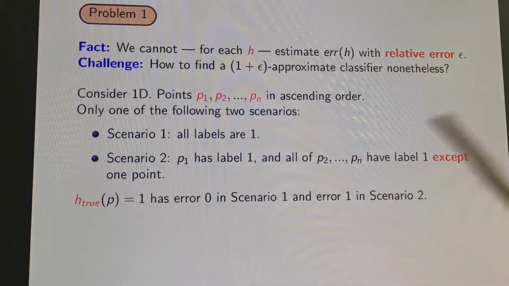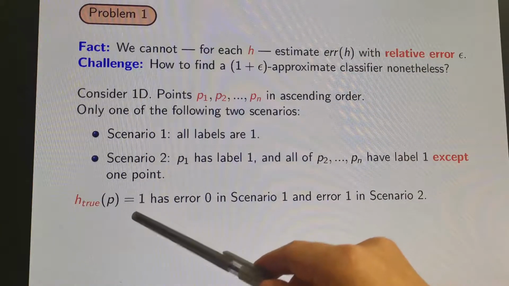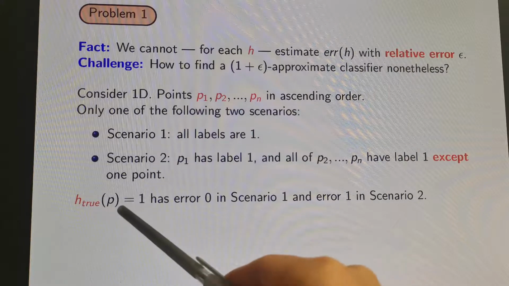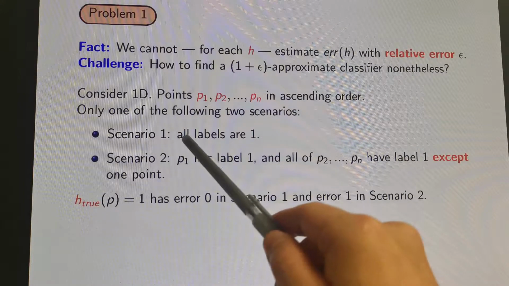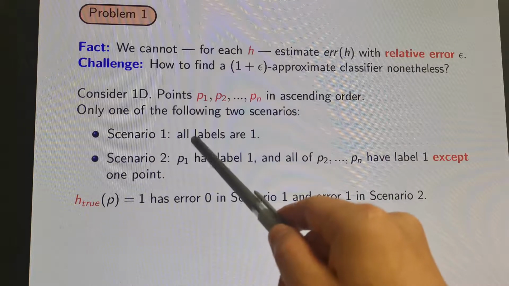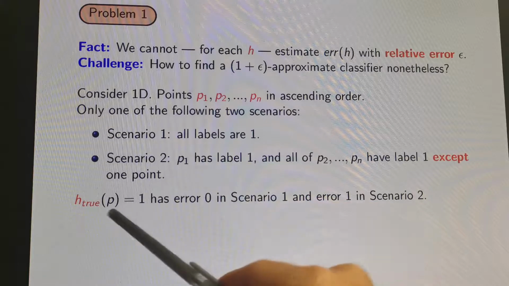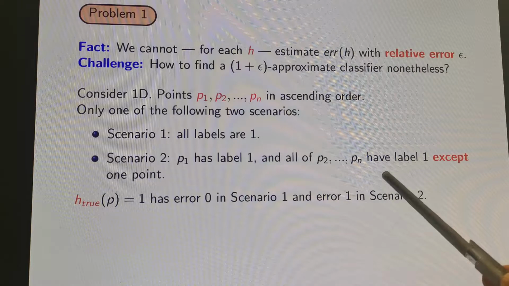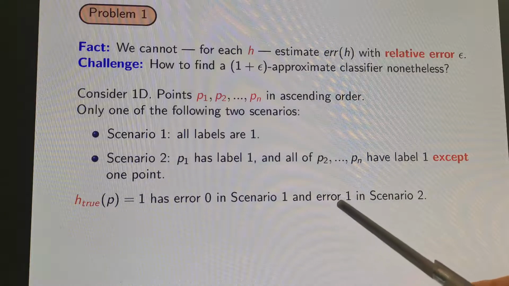But only one. Now let's consider a very, very special classifier that simply predicts all the labels to be 1. This classifier has error 0 in the first scenario. In the second scenario, it mispredicts the only point with the label 0. So that's why its error is 1.